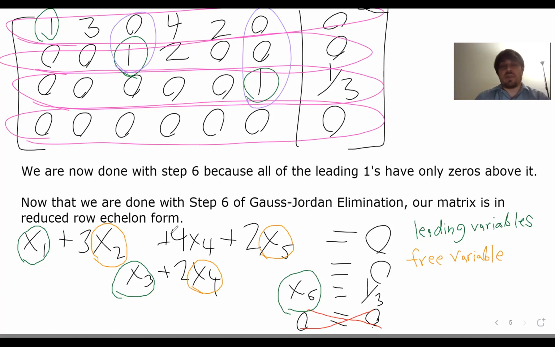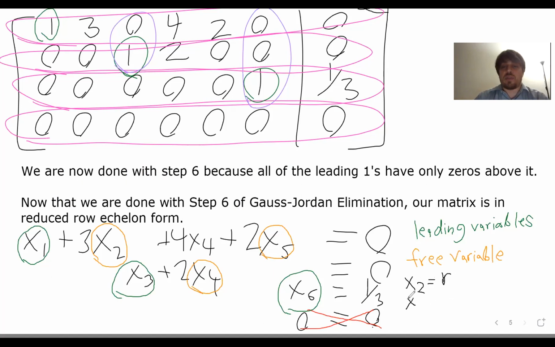And so what you do when you have free variables, you set each of them to its own parameter. Okay, and so we're going to set x2, which is a free variable, equal to r.